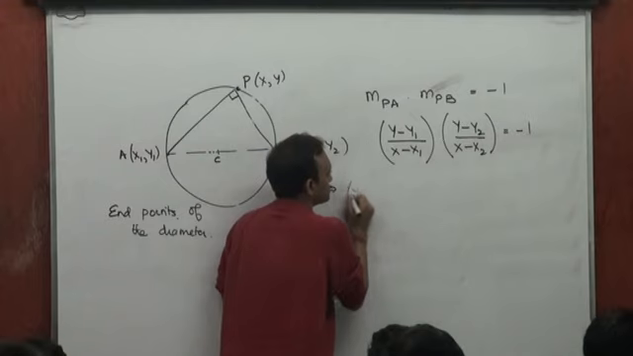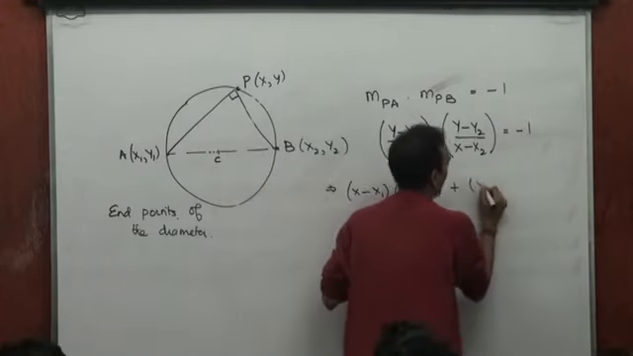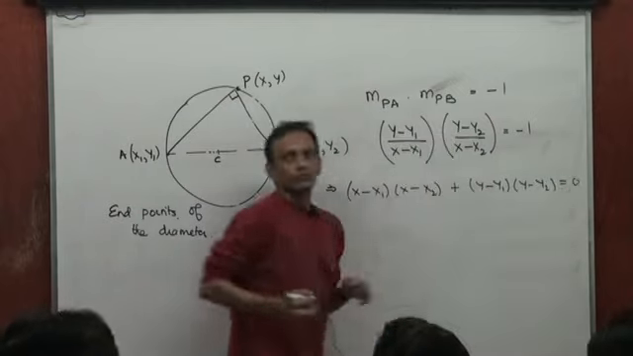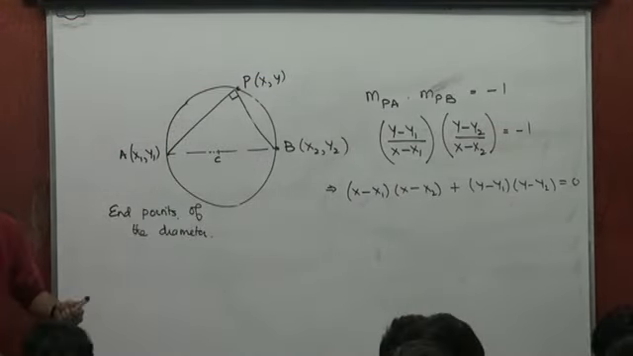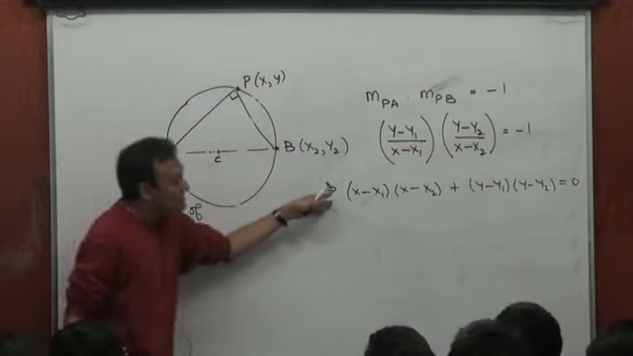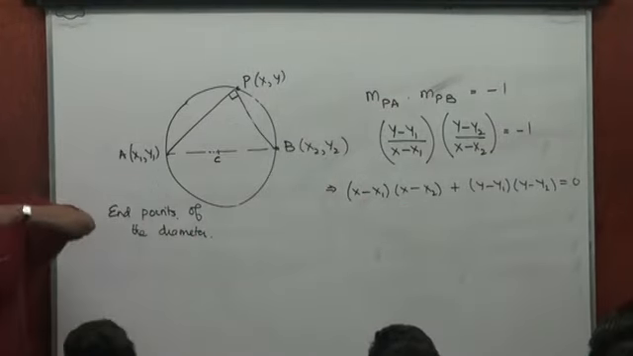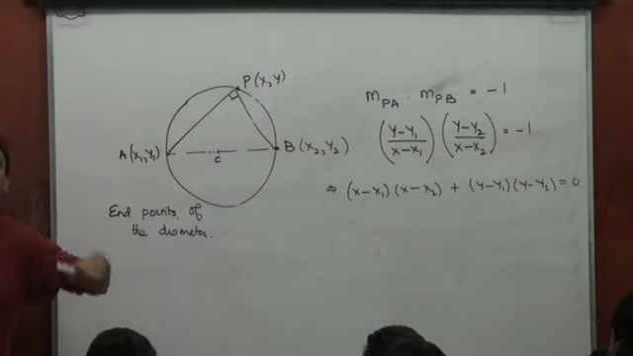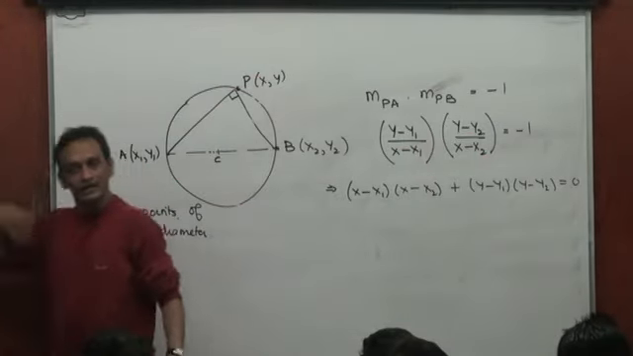Multiply and collect terms. (x minus x1) into (x minus x2) plus (y minus y1) into (y minus y2) equals zero will be the relationship between the x and the y coordinates of any point on a circle if the endpoints of a certain diameter are (x1, y1) and (x2, y2). So this then is the equation of a circle, a form of the equation of a circle given in terms of the endpoints of the diameter of the circle.